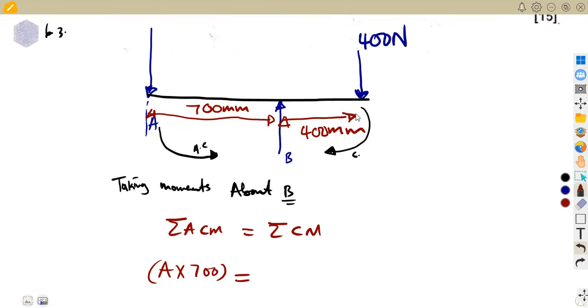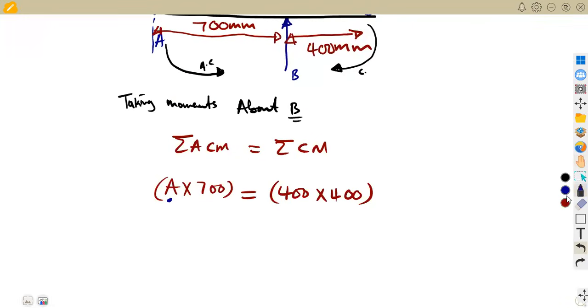We've got 400, the force times the distance, 400 times 400. So this is what we have on the clockwise. Since we are to calculate A in this case, we can simply divide by 700, since this is a multiplication happening by 700 and A. So A is going to be the product of these two divided by 700. If you multiply these two, divide by 700, you are going to obtain 228,571 Newton in this case. So we have the force of A.